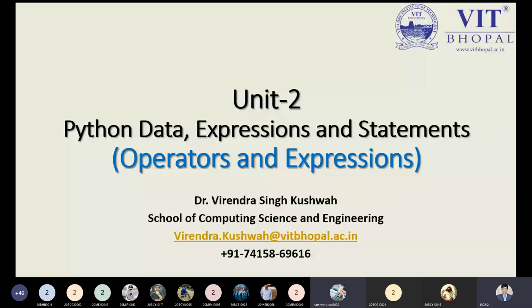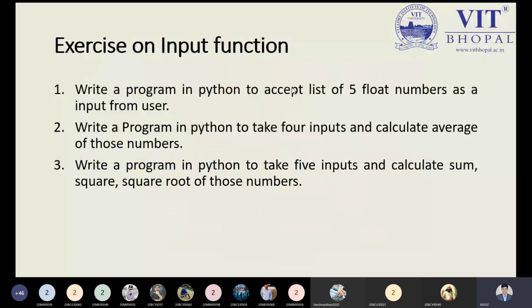Yes, sir. Okay, so today we will see the operators and expressions. Before understanding the operators and expressions, I have some terms for all, so that you can understand in more detail the input function, and as you know, what the role of the input function is. So I have designed three different exercises for you for learning purposes.